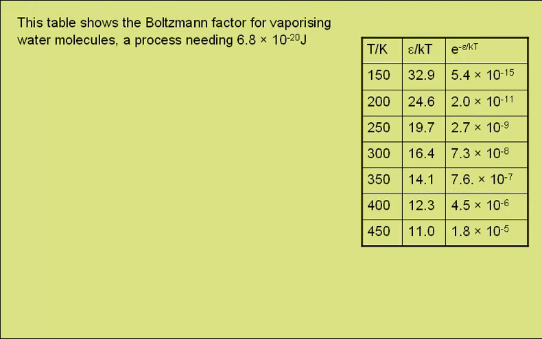Here we have a table showing the Boltzmann factor in this right-hand column for the process of vaporizing water molecules. This requires an energy of 6.8 times 10 to the minus 20 joules per molecule. The Boltzmann factor tells us the fraction of particles which will have this level of energy. We're going from a temperature range of 150 Kelvin to 450 Kelvin. Now 150 Kelvin is minus 123 degrees Celsius, and so clearly at this temperature effectively no water molecules will vaporize, whereas 450 Kelvin is 177 degrees Celsius, and there would be rapid vaporization of water molecules at this temperature.